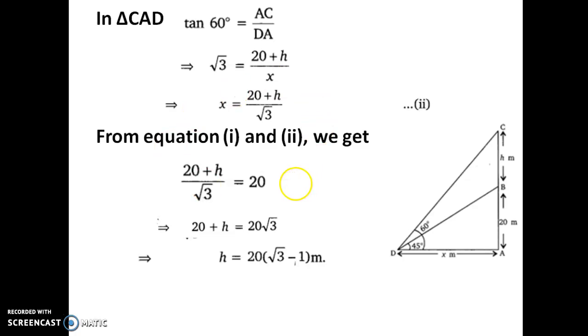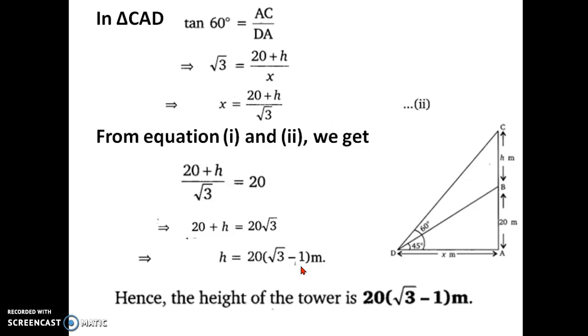So you will get 20 root 3 minus 20. Both have 20, so take 20 outside the bracket, and inside the bracket you will have root 3 minus 1 meters. So the height of the tower is 20 into root 3 minus 1 meters.